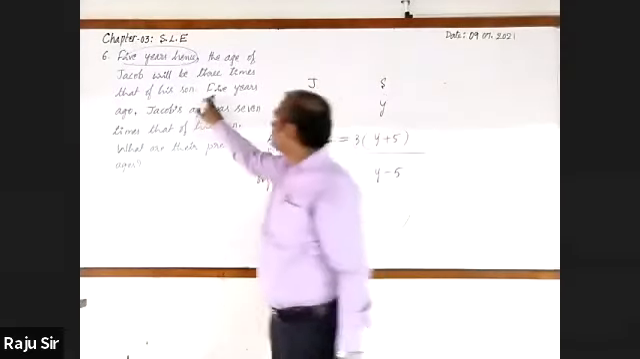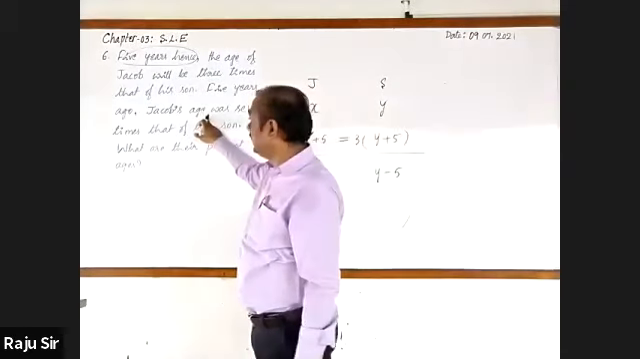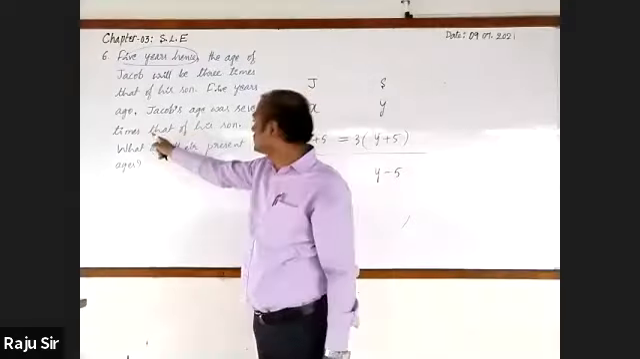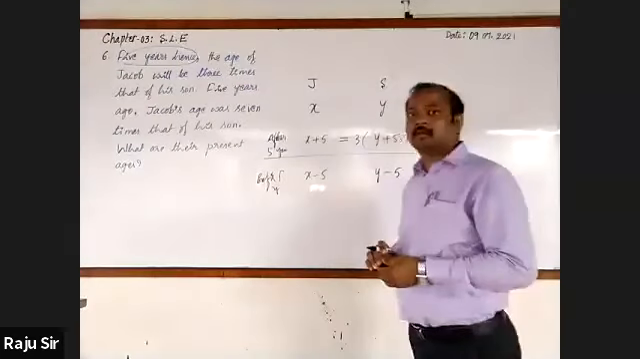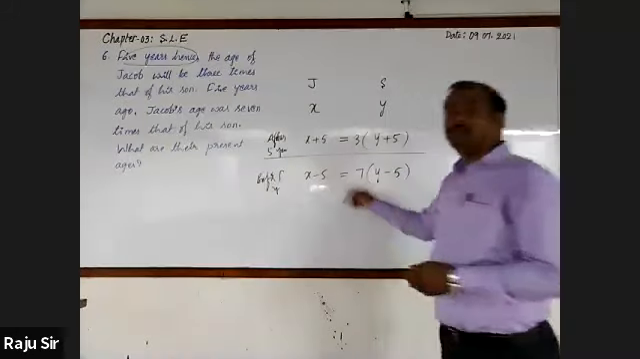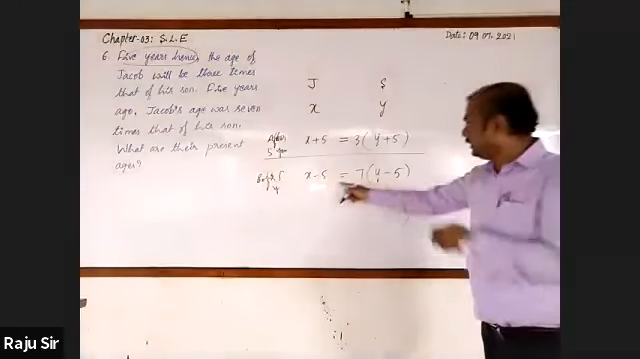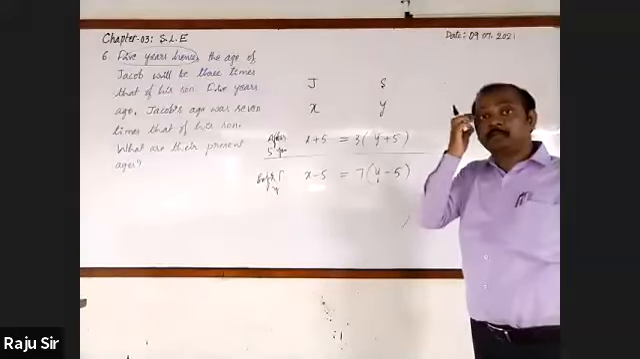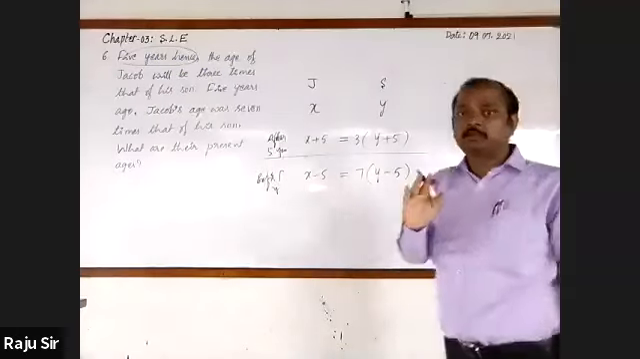Next, 5 years ago, Jacob's age was 7 times that of his son. Using this statement, we can frame another equation. Did you understand?